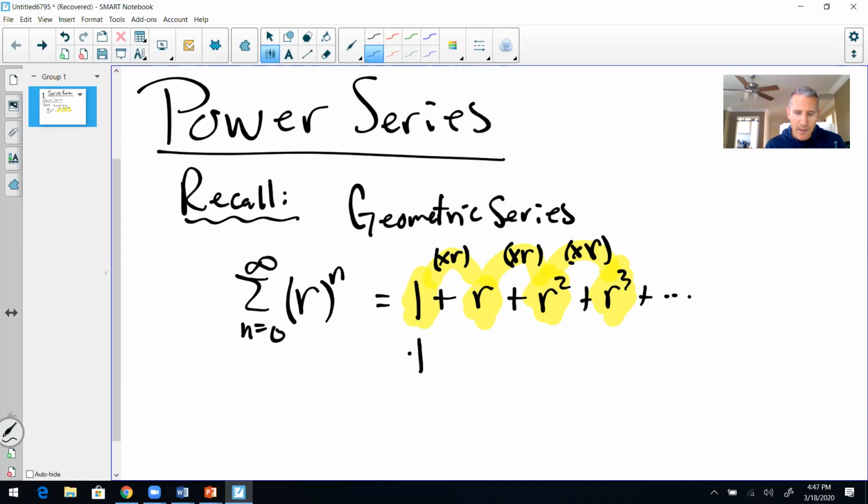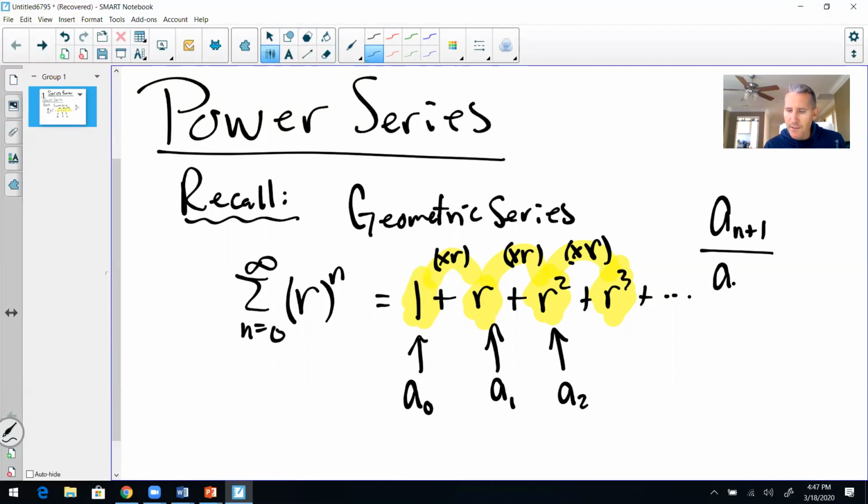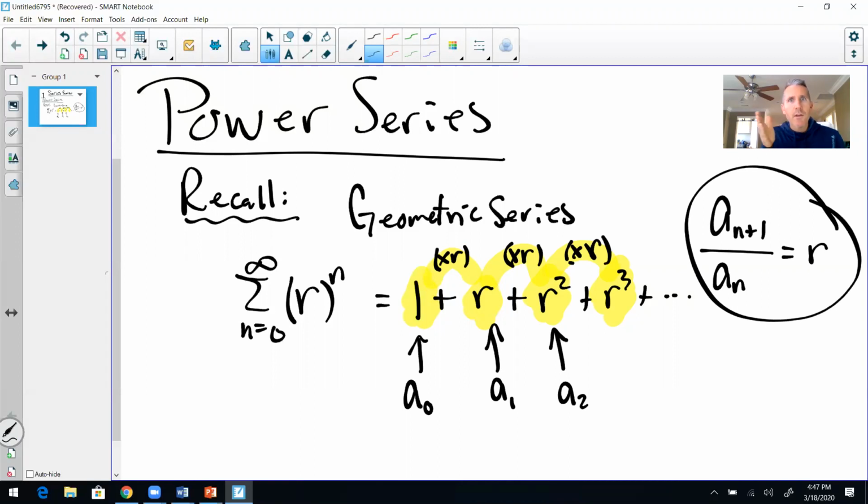When we look at this, this guy could be, let's say, a sub 0. So when n is equal to 0, right, that's what we have. That's that term. This is a sub 1. This would be a sub 2. But if we take any term divided by the term that precedes it, we're going to get that value r. So that's what that means. It's a common ratio of any term divided by the term that precedes it. And that's what r is. So in this case, you take, let's say, r cubed divided by r squared, and you get r, right?